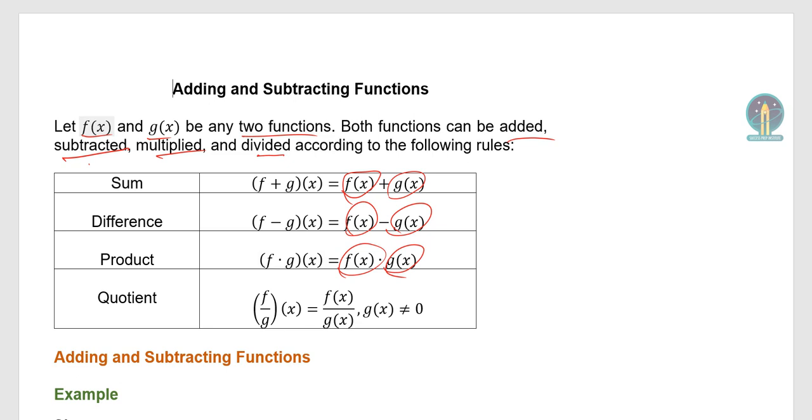For quotient now, for division, we can divide f of x by g of x, but then g of x will exclude 0 from its solution set. Okay, because again, we can't have a 0 in the denominator, right? It would be undefined. We cannot divide by 0. Okay, so in this concept, we're going to talk about addition and subtraction first.